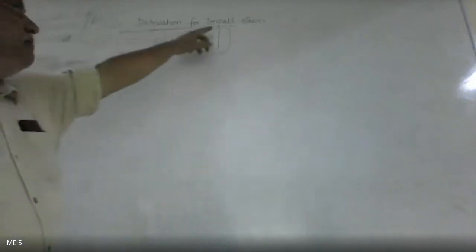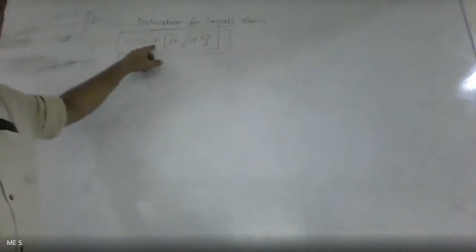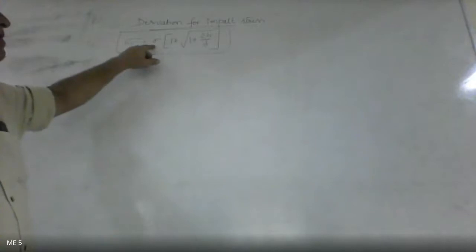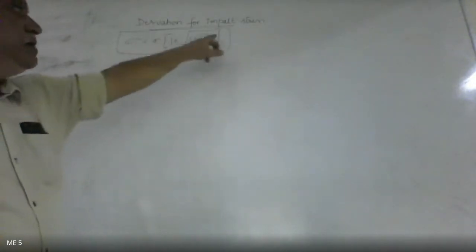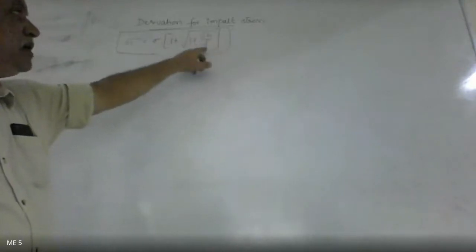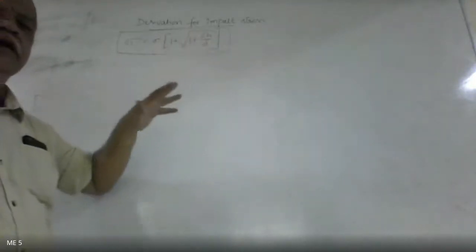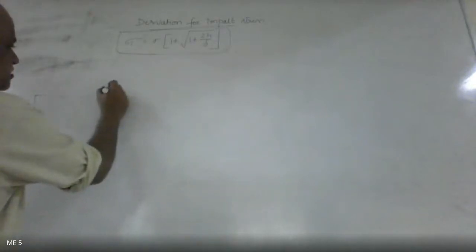So here sigma I represents impact stress. Sigma represents the static stress from the basic equation of load by area of cross section. This H represents height of fall and delta represents static deflection. That we'll understand now. Now please see here, don't do anything.